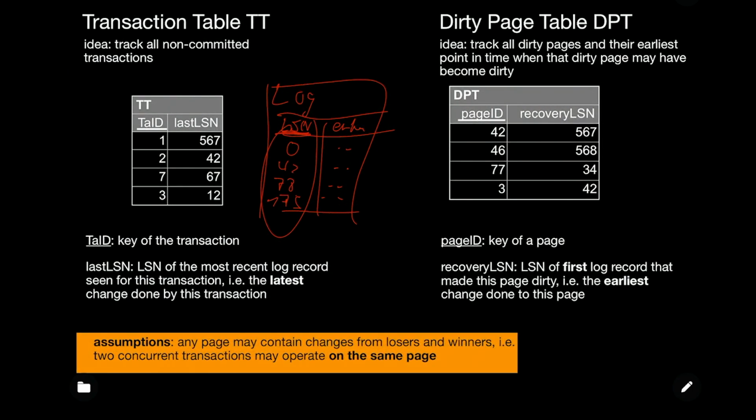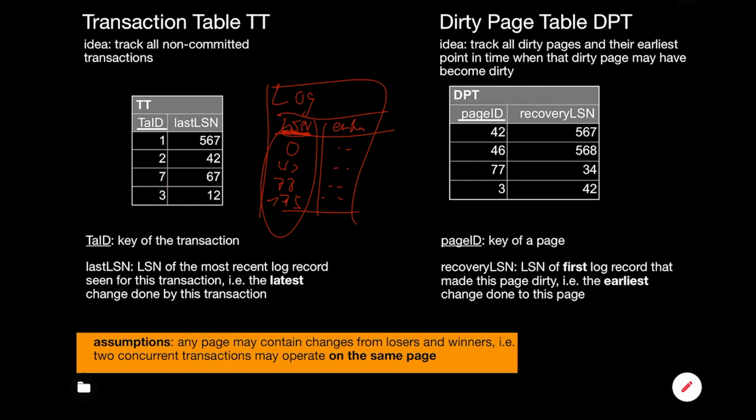So, last LSN. What you store here is the last log record that was written in the log and performed for a particular transaction. So at all points in time, you can look at this table and see what was the last log record executed for this particular transaction 3, for instance.